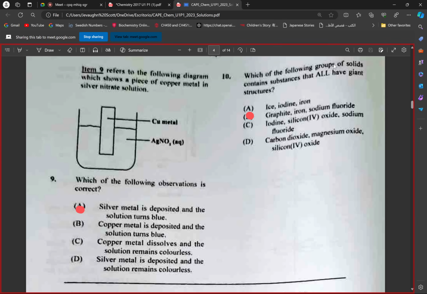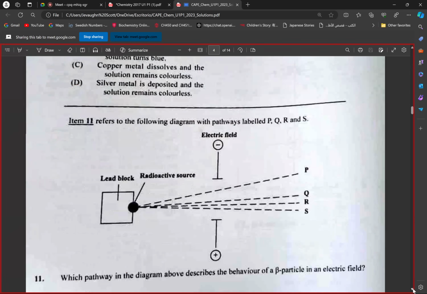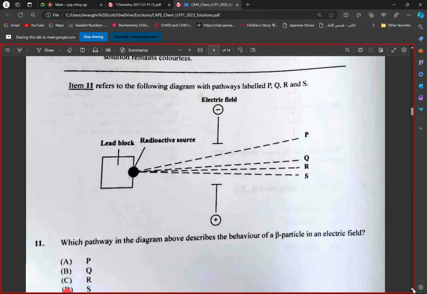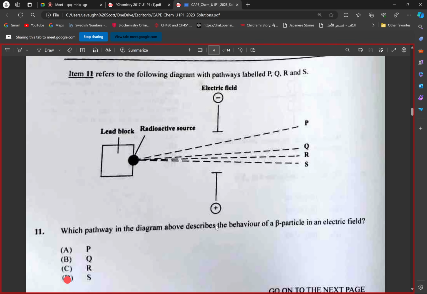Number 10, which of the following groups of solids contain substances that all have? Alright, this is a repeat question. The answer would be B, graphite, iron, and sodium fluoride. Oh, this is a new question. Look how nice the question looks. Which pathway in the diagram above describes the behavior of a beta particle?